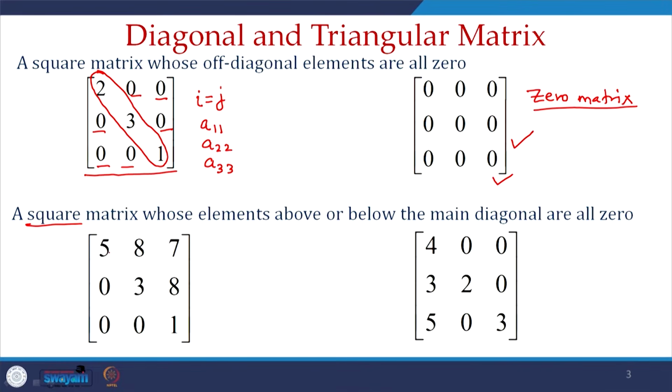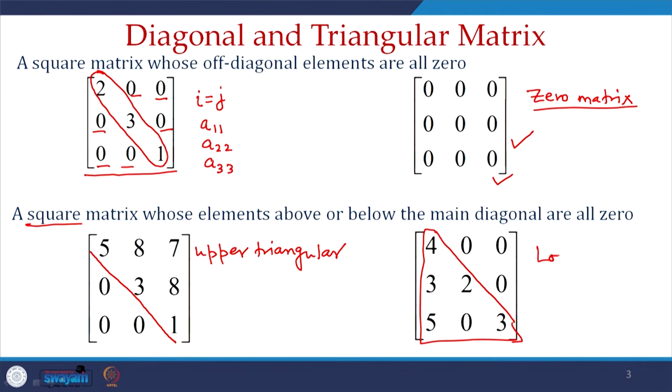Here, in this matrix all the entries below the main diagonal are 0. So it is an upper triangular matrix. Similarly, in this particular matrix all the entries above the main diagonal are 0. So it is a lower triangular matrix.